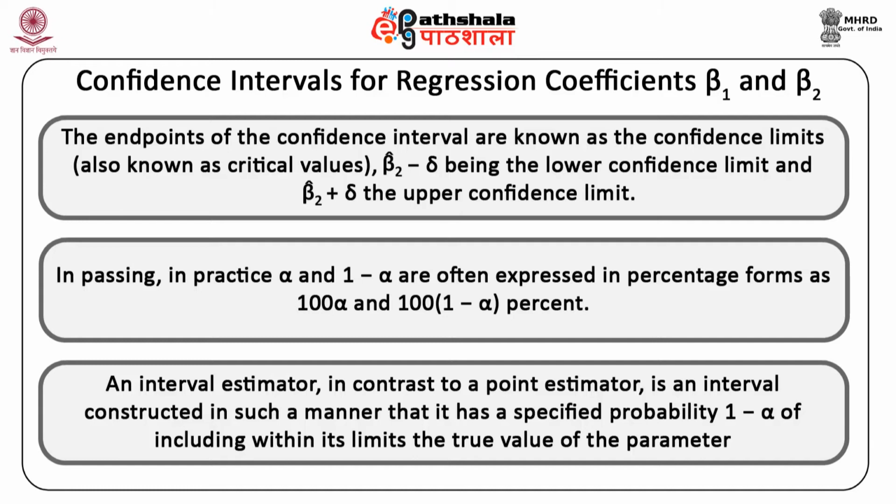If alpha is equal to 0.05 or 5%, we would read the probability that the random interval shown there includes the true beta 2 is 0.95 or 95%. The interval estimator thus gives a range of values within which the true beta 2 may lie.